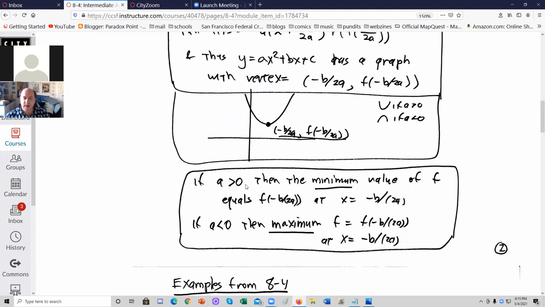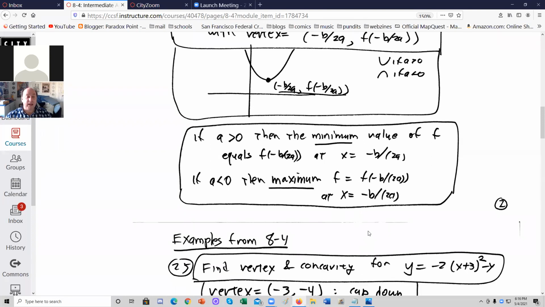If a is positive, then this is a minimum of the graph. The minimum value of f is f of negative b over 2a at x equals negative b over 2a. If a is negative, so it's cup down, then the vertex will be at the top of the curve. So it will be a maximum value of f equals f of negative b over 2a at x equals negative b over 2a. Oh, by the way, in any maximization or minimization problems, you will be asked for what the x value is, which is where the maximum or minimum occurs, and the y value is, which is what the minimum or maximum value is. So these will both be required.